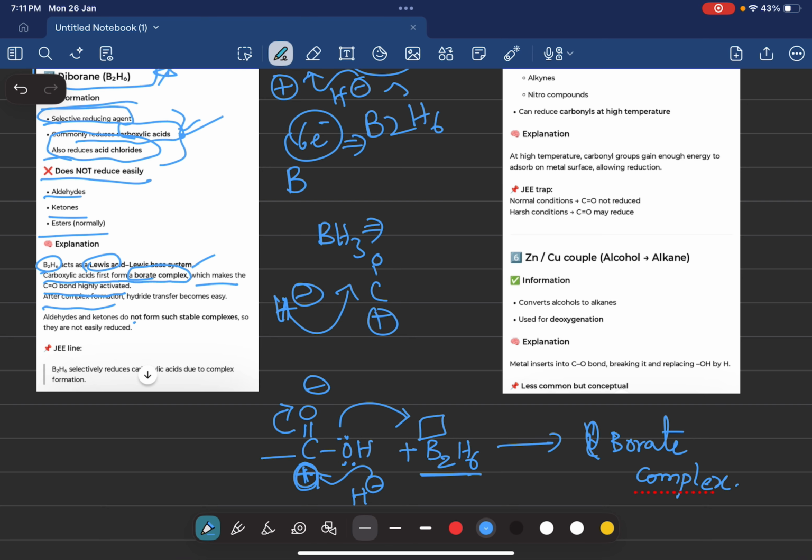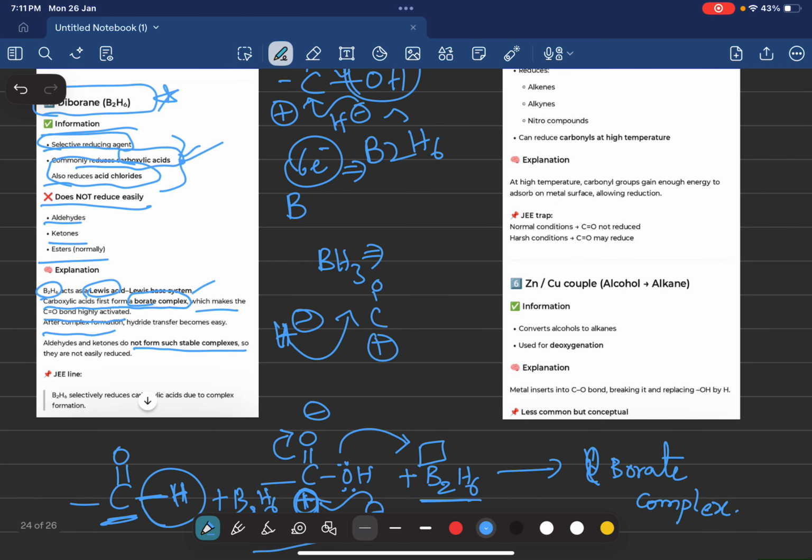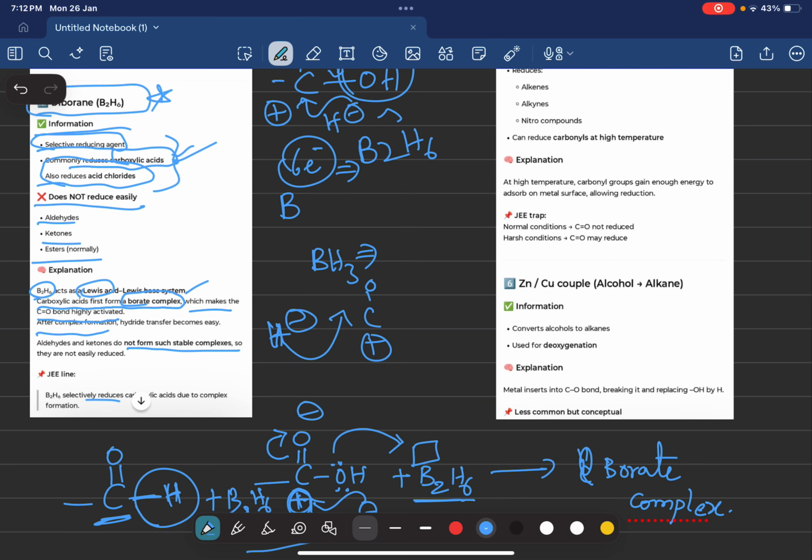Aldehydes and ketones do not form such complexes, because aldehyde or ketone doesn't have electron donating groups. See, CHO means this side is H, right? It will not give electrons, so it won't react with B2H6 and make a complex. Similarly ketone. So this happens only with acids or acid chlorides. Hope it is clear. So this is a different mechanism used to reduce it. So B2H6 is the selective reducing agent for carboxylic acids.